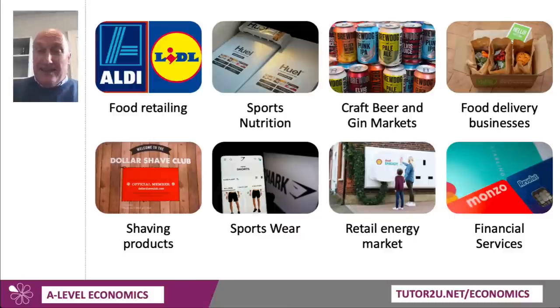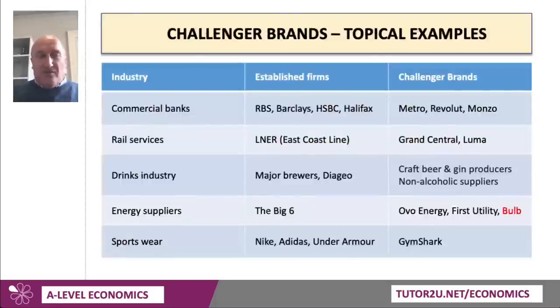Retail energy. Again, a lot of students think that's going to be a feature on Monday. They liberalized the market. Lots of smaller energy companies came into the market, many of whom have now gone to the wall. And Monzo, Revolut, Starling. How many of you have got a Revolut card or a Monzo card? Really interesting on the financial services. There we go. Okay, so those are some examples of contestable markets.